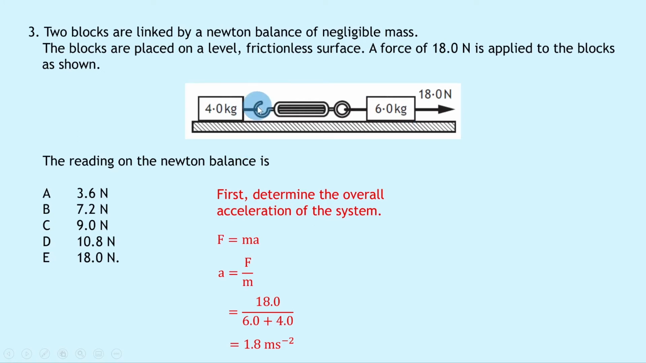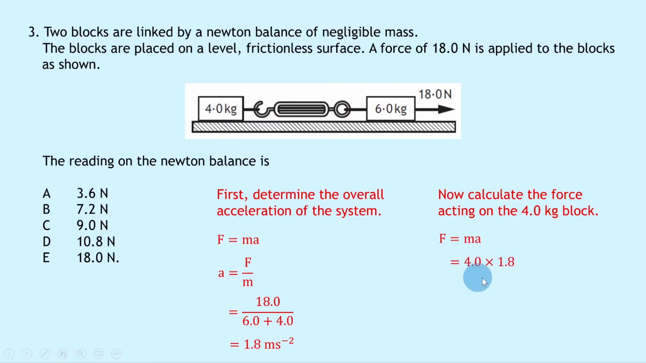We don't know the tension or force in this part of the Newton balance due to the 4 kilogram mass. So now we want to calculate the force acting on the 4 kilogram block. So we can use F equals ma again. So we have F equals ma, and then substituting in the mass only for the 4 kilogram block this time is 4.0 times the 1.8 for the value we just calculated, and then putting that into your calculator should give you an answer of 7.2 newtons, and this is the option B.